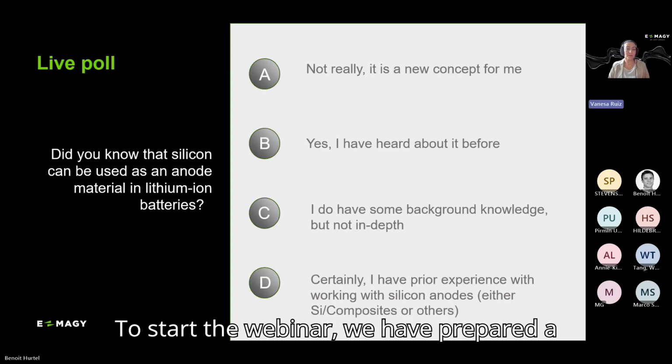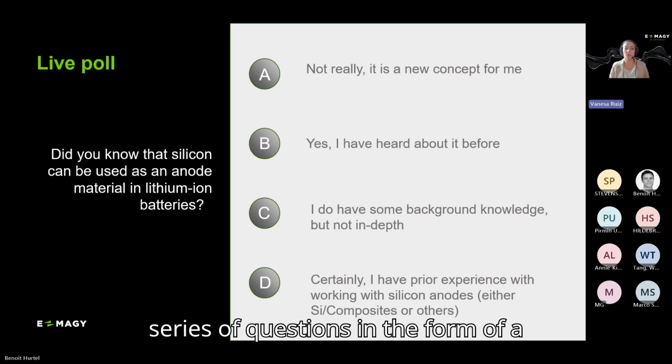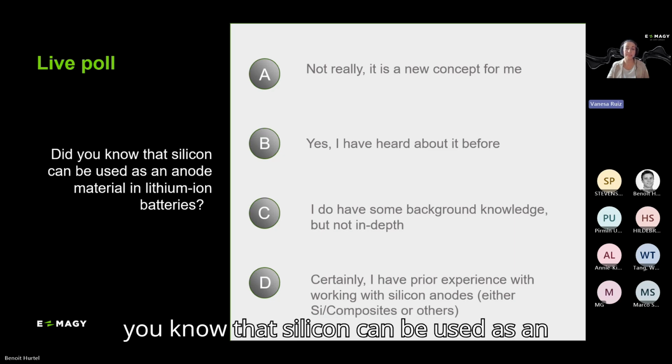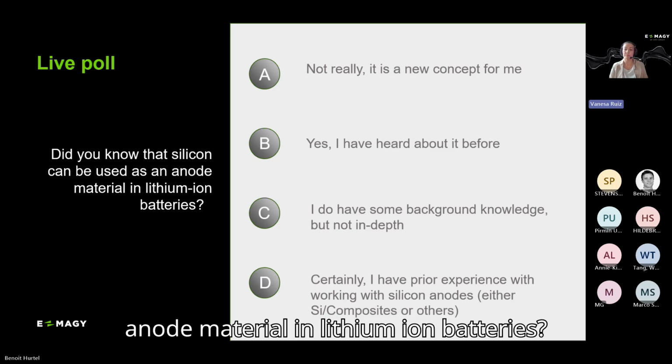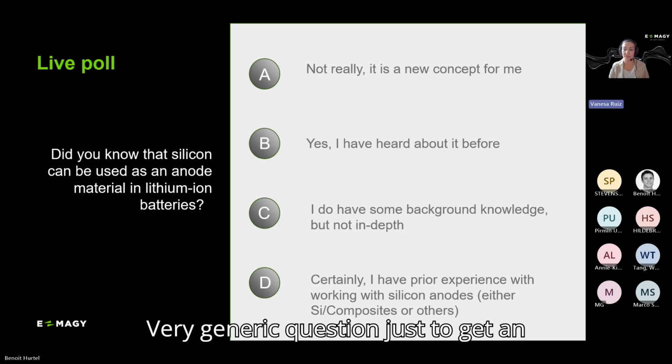To start the webinar, we have prepared a series of questions in the form of a live poll. So I encourage you to respond and participate in the live poll. The first question of today: did you know that silicon can be used as an anode material in lithium-ion batteries? Very generic question, just to get an understanding about the audience today.